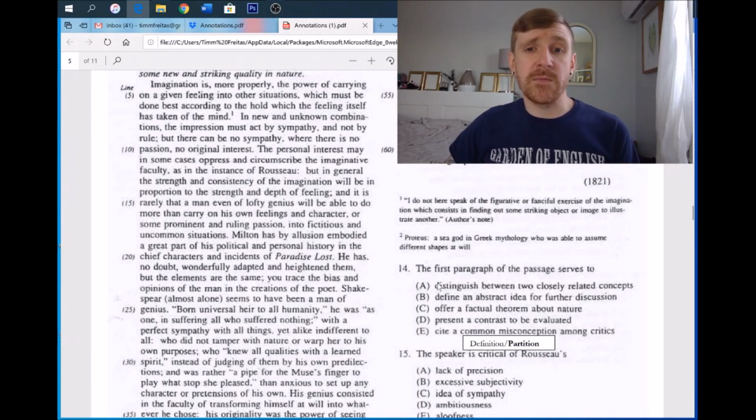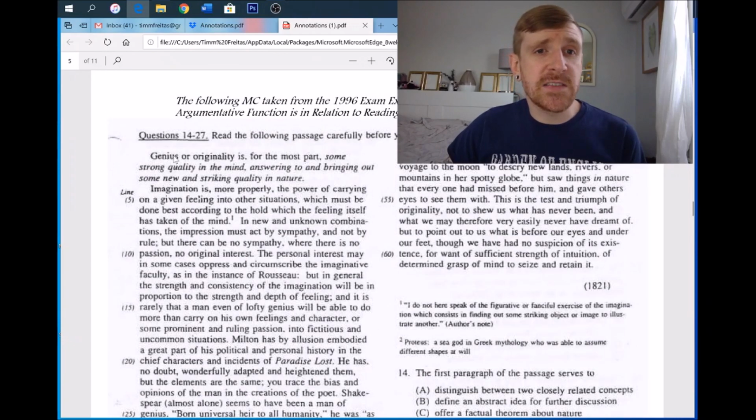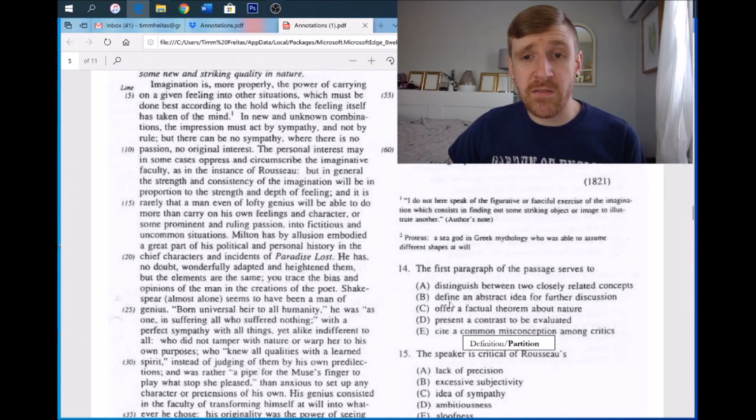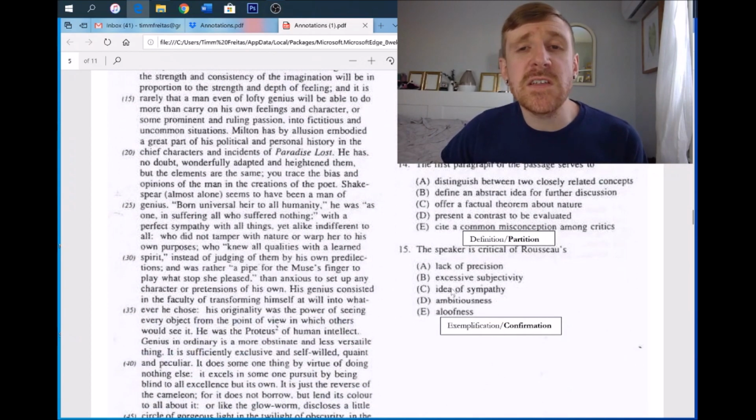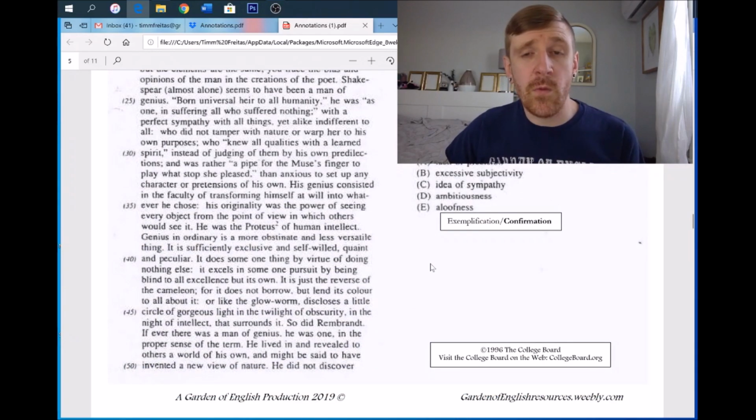I mean, even look at number 1 here. It says the first paragraph of the passage serves to, and look at it, it says genius or originality is, and then he defines it. Well, the correct answer is B, and the word definition is right there. So these annotations do indeed help for multiple choice as well.